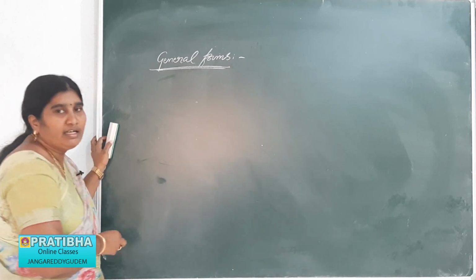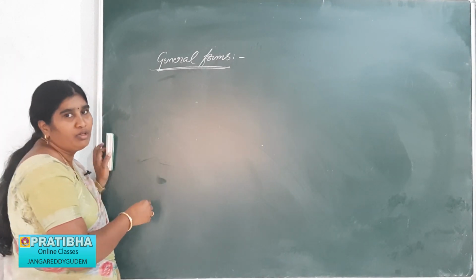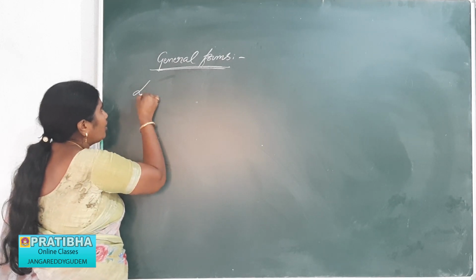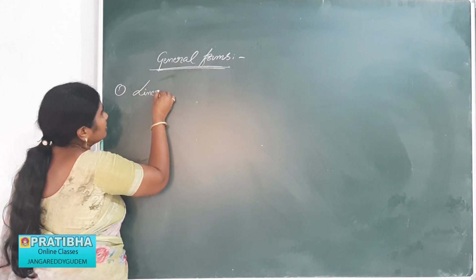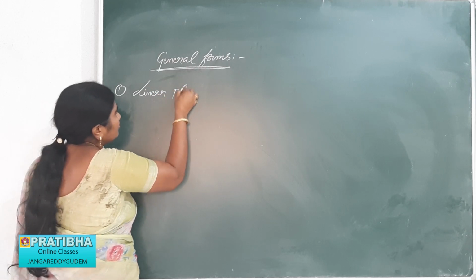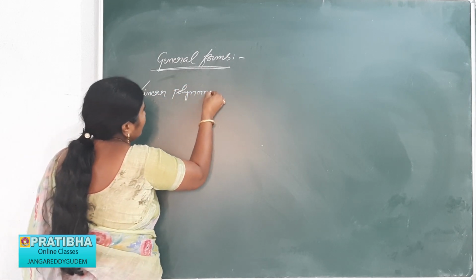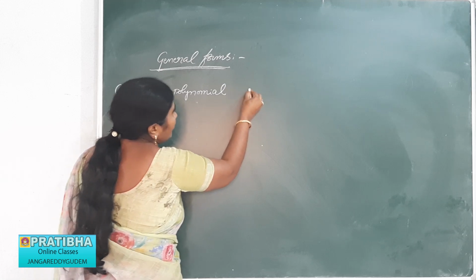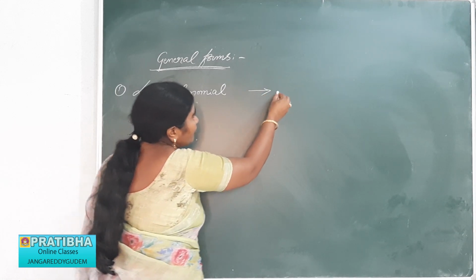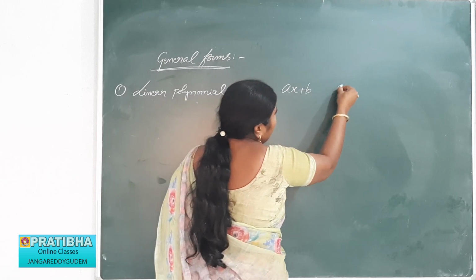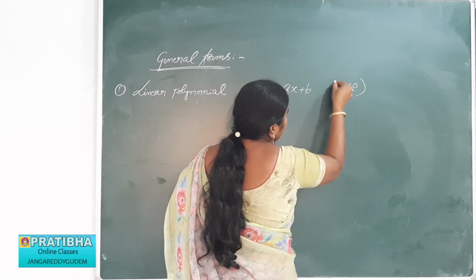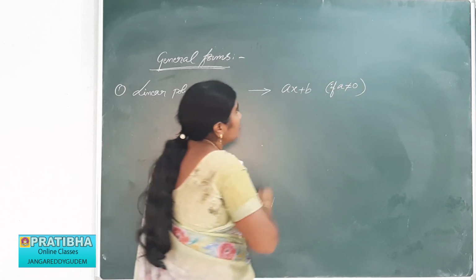General form of the linear polynomial in one variable. First one, linear polynomial in one variable. The general form is ax plus b, if a not equal to 0.